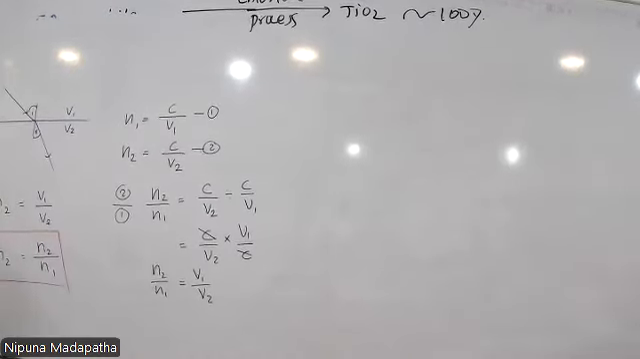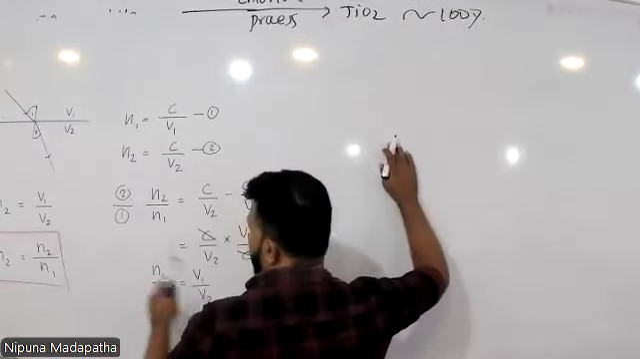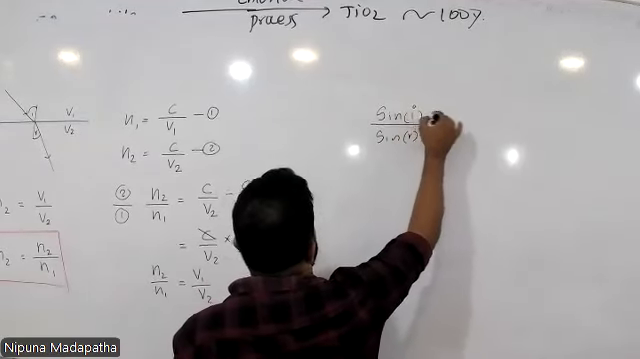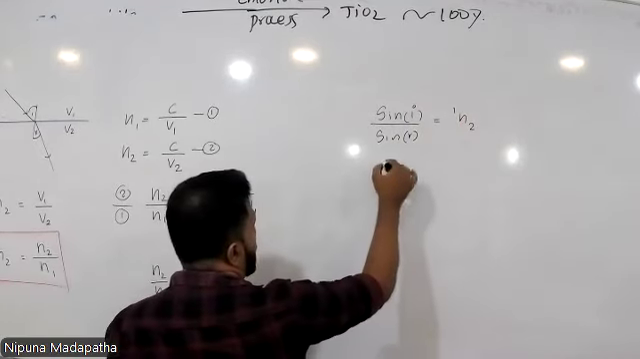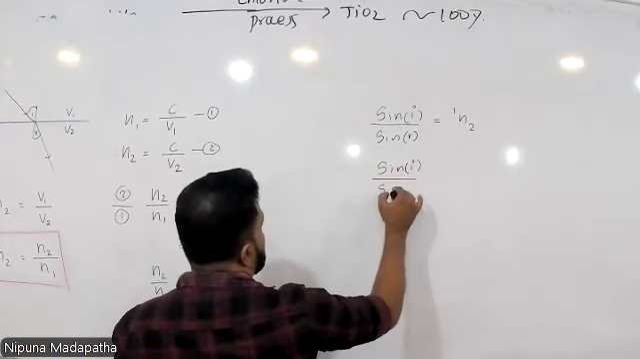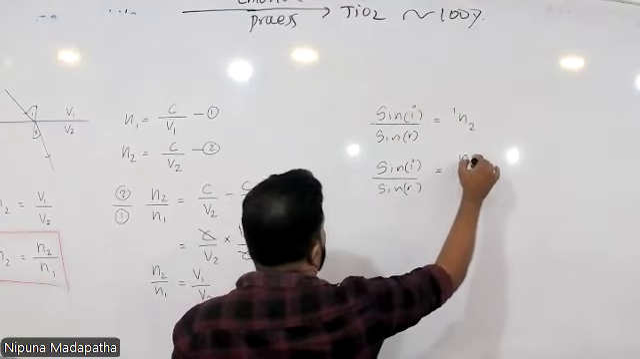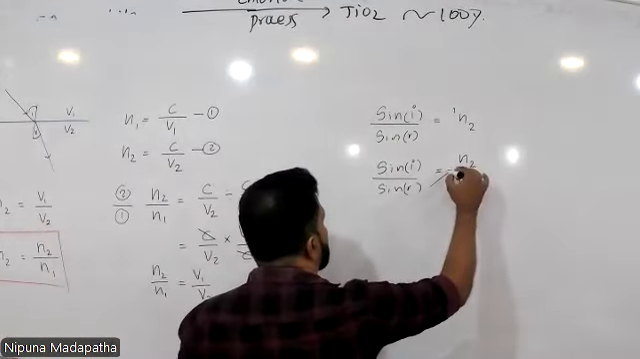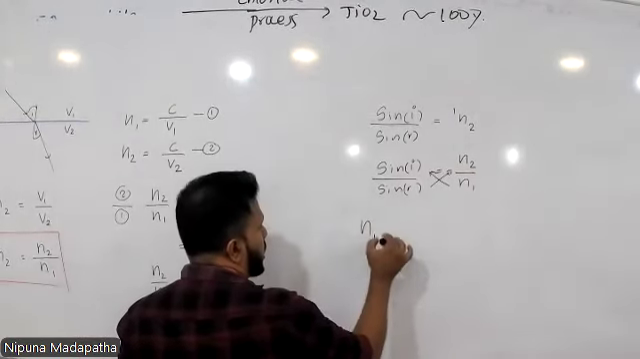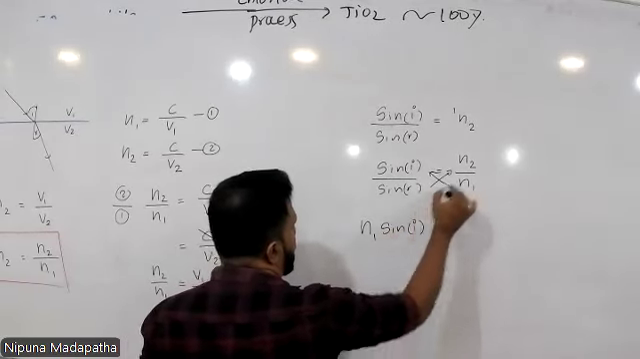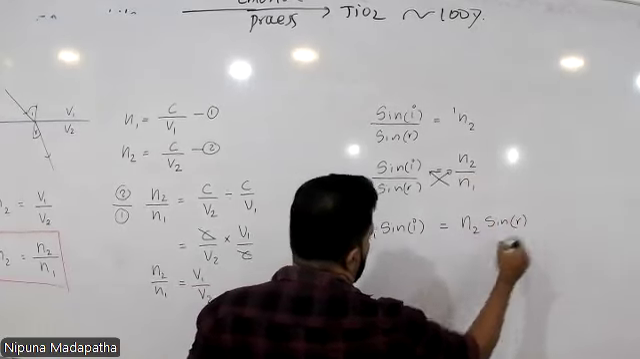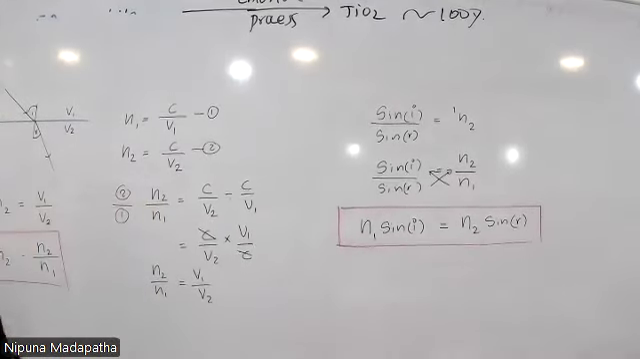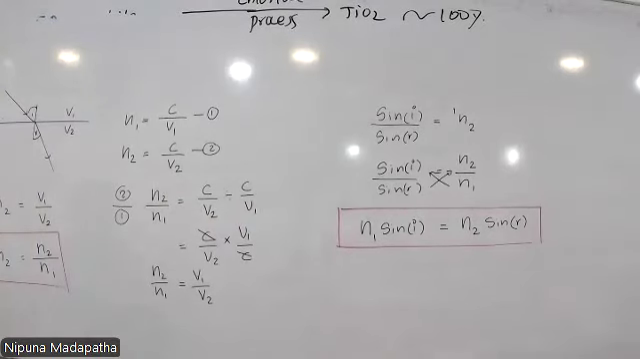Right? So if it is so, in Snell's law, this is the form you need to use in calculations. Sin i over sin r equals 1n2. Sin i divided by sin r. 1n2 is n2 over n1. Then by cross product, n1 times sin i equals n2 times sin r. So this is the form of Snell's law you need to use in problems. This is the simplest way: n1 times sin i equals n2 times sin r.